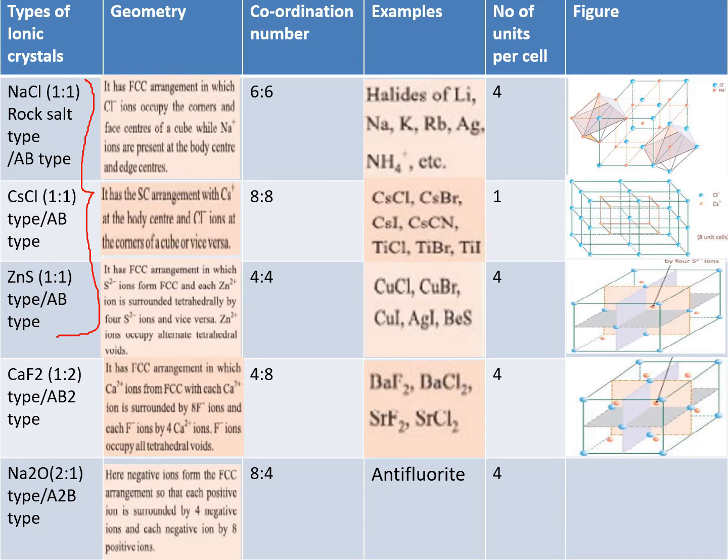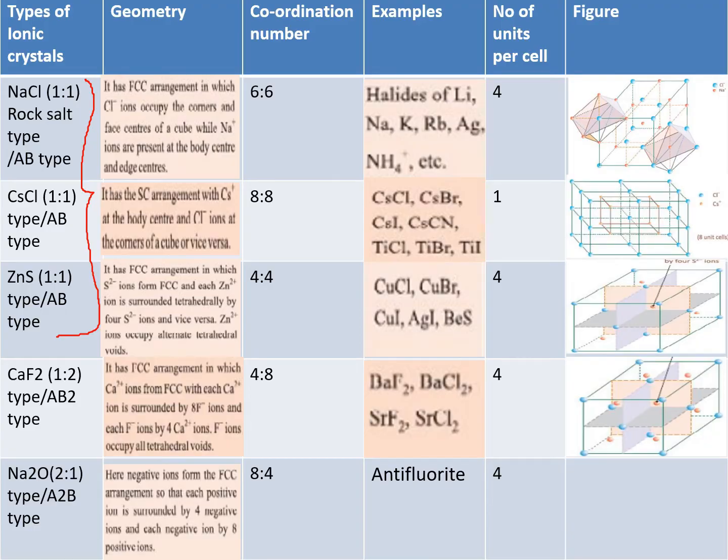Here Na2O is 2:1 type. Otherwise you can say A2B. The metal is twice and oxygen is 1. So A2B, twice you can say. This is called antifluorite. I have given the example as antifluorite. Antifluorite is Na2O, 2:1 ratio. So the coordination number is 8:4.